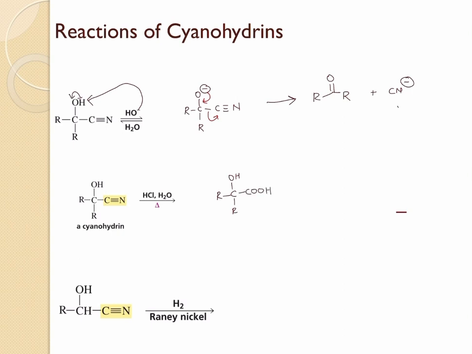And the cyanohydrin can also be reduced, where it reacts with two molecules of hydrogen in the presence of Raney nickel, in which case these two atoms will get saturated with hydrogen. So the product would be a primary amine in this case.